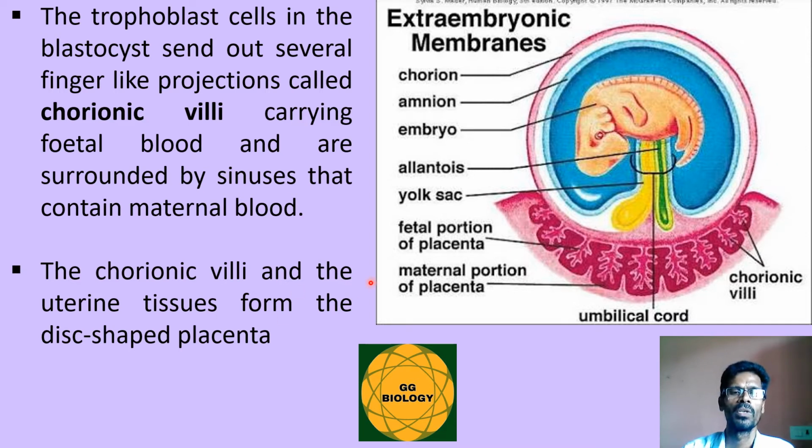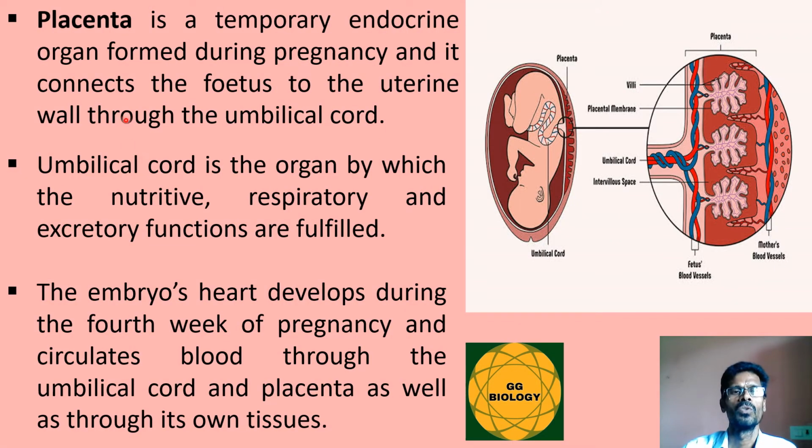The chorionic villi and the uterine tissues form a disc-shaped structure called the placenta. The placenta can be defined as a temporary endocrine organ formed during pregnancy, and it connects the fetus to the uterine wall through the umbilical cord.